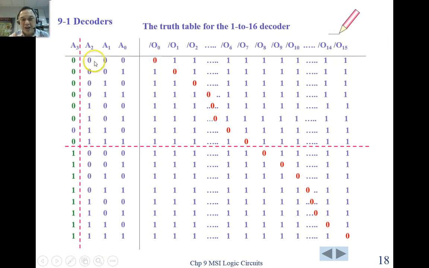Let's say this is 0. That means this output is enabled, and the rest are disabled, they are all 1. Let's say this is number 1. Output number 1 is enabled, so they got a 0 here, and the rest are all 1. Right, and so on.